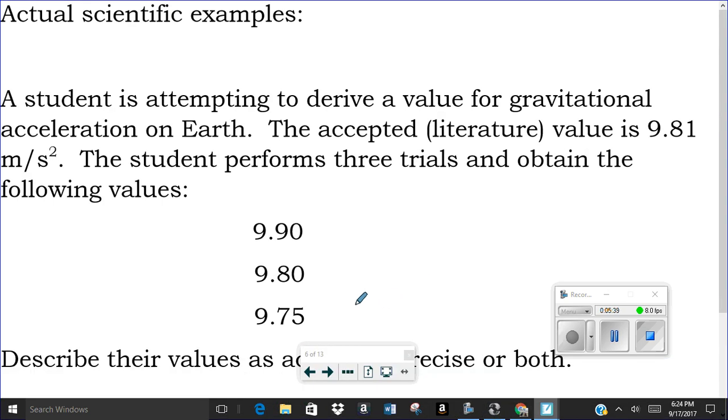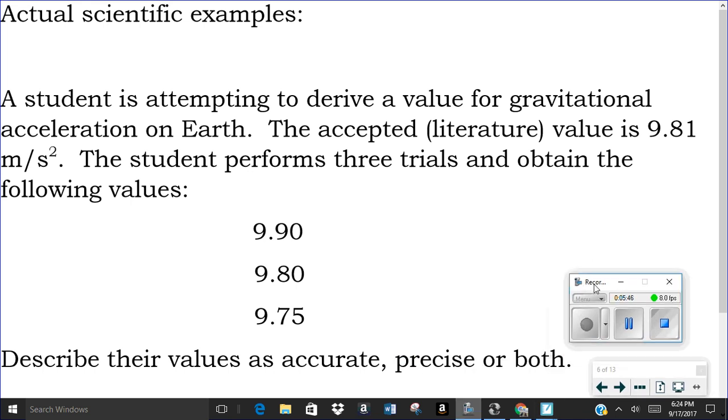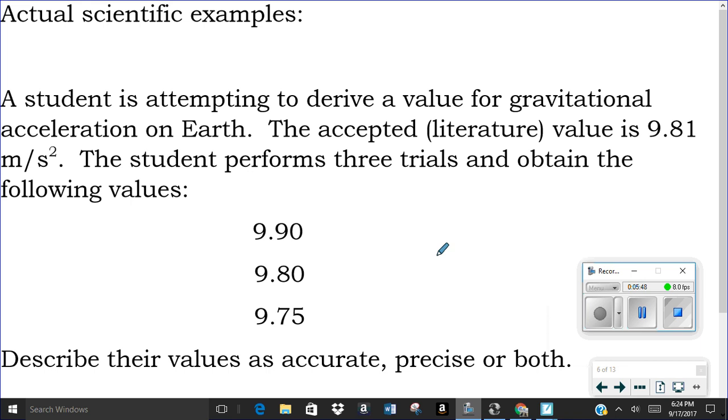So let's pretend here that this particular scientist was trying to measure the literature value for the acceleration of gravity on the planet Earth, and they performed 3 trials, and these were the 3 measurements that the scientist obtained. The literature value, the accepted value for gravitational acceleration on the planet Earth, is 9.81 meters per second squared.